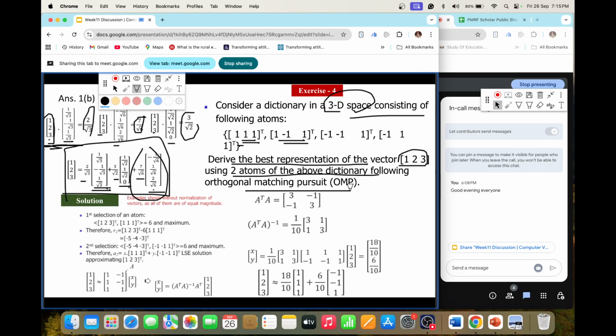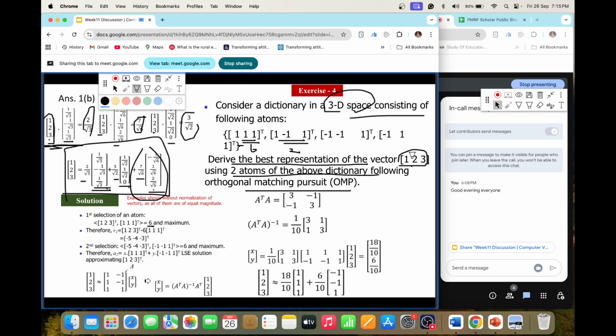So how will you do it? First you have to project your vector onto all of these and see what result you get. When projecting onto this, the result is 6, which is the maximum: 1 into 1 is 1, 1 into 2 is 2, and 3 into 1 is 3, so 1 plus 2 plus 3 is 6. When projecting here, 1 into 1 is 1, minus 2 gives minus 1, and 3 gives 2. Here the answer is 2, there it was 6.